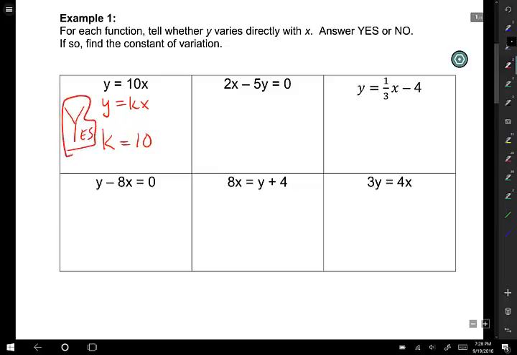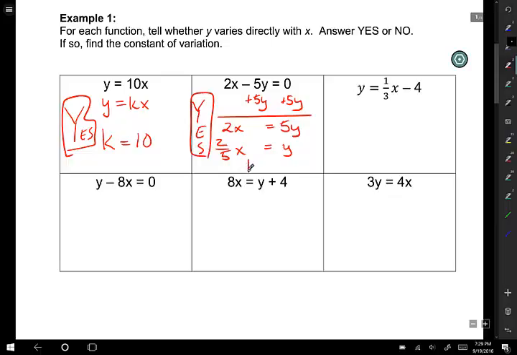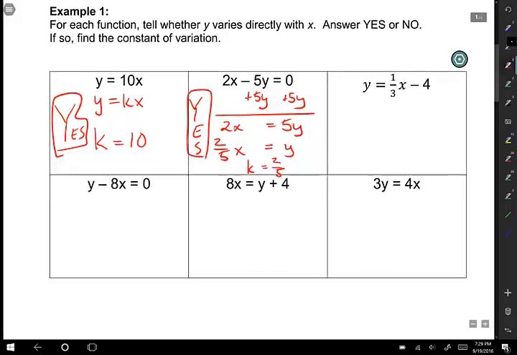Okay? So here we go. Let's look at our second one. Now, this isn't in the form y equals kx, but perhaps we can solve it. Let's add 5y to both sides, giving me 2x equals 5y. Then let's divide both sides by 5, and that gives me y equals 2/5 x. And now very quickly we can see, yes, it is an example of direct variation, and the value of k is simply 2/5.